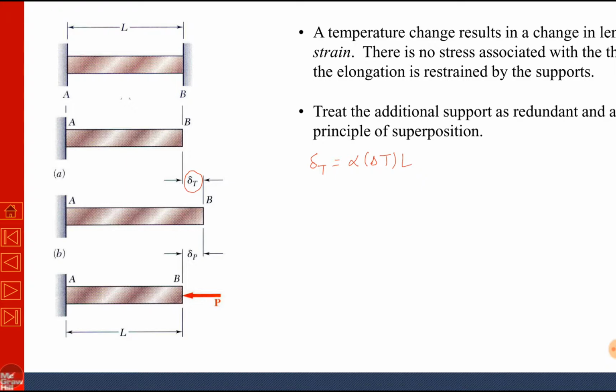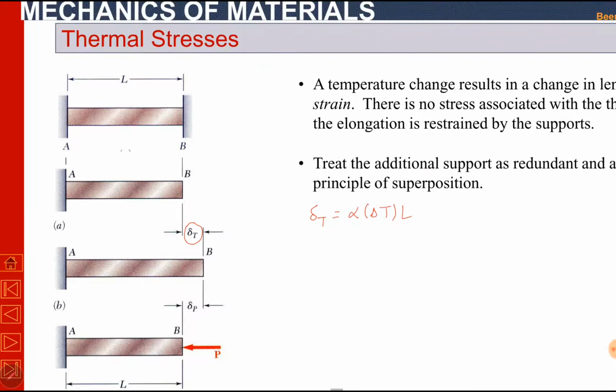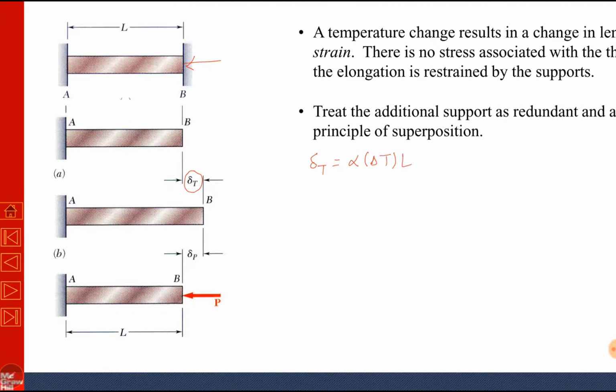This expression is known. Then after that, let us remove the temperature change effect and then we add the reaction at point B due to this constraint. Let me call it P. So due to P, the body will be compressed back to its original position, and let us call this deformation delta P. It is a negative deformation, delta P. Their sum must be equal to 0.